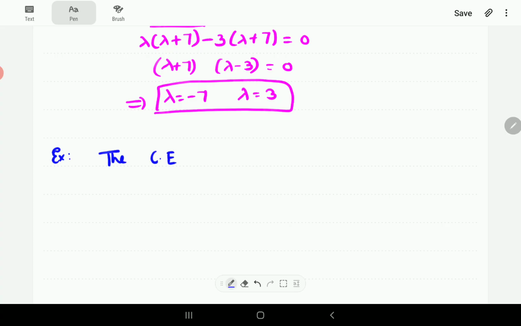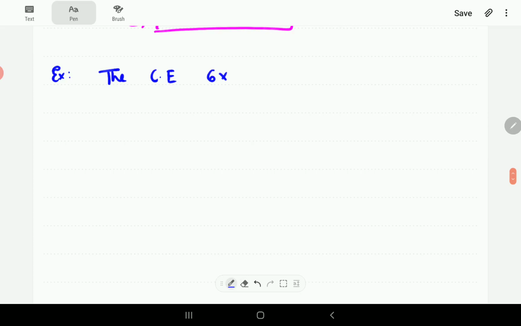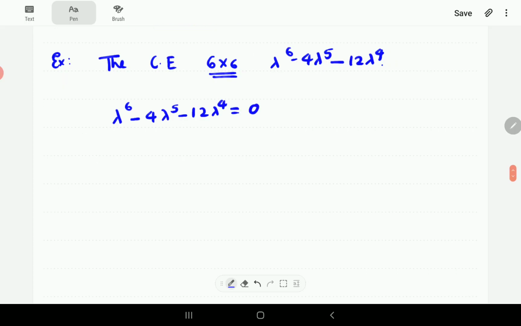Let me write it as CE, the characteristic equation. The characteristic polynomial of a 6 cross 6 matrix is given by lambda to the power 6 minus 4 lambda to the power 5 minus 12 lambda to the power 4. We have to find the eigenvalues and their multiplicities. So the characteristic equation is equal to 0, right?